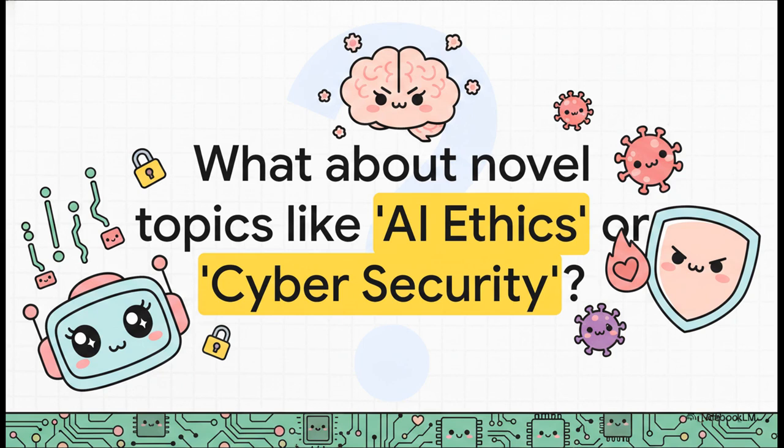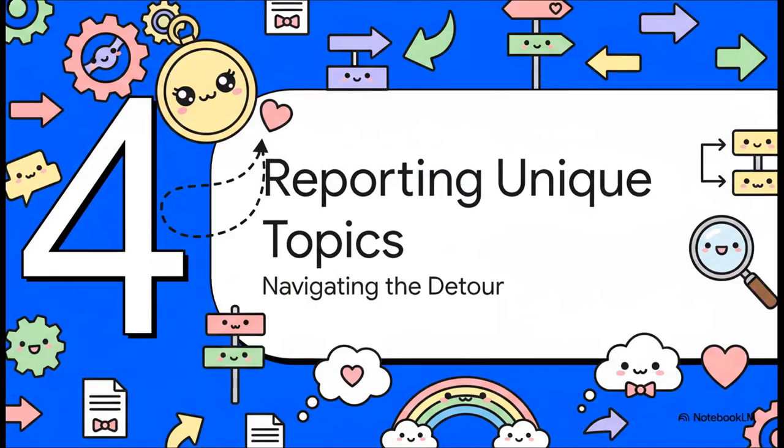I mean, think about topics that are massively important today, like AI ethics or cybersecurity. These have huge impacts for so many companies, but if you go looking, you won't find a specific GRI topic standard for them, at least not yet. So what are you supposed to do? This is where the GRI framework really shows how flexible and smart it is. It doesn't just throw up its hands and say, sorry, can't help you. It actually gives you a clear process for navigating this detour, so you can report on these unique topics with the same rigor as any other.